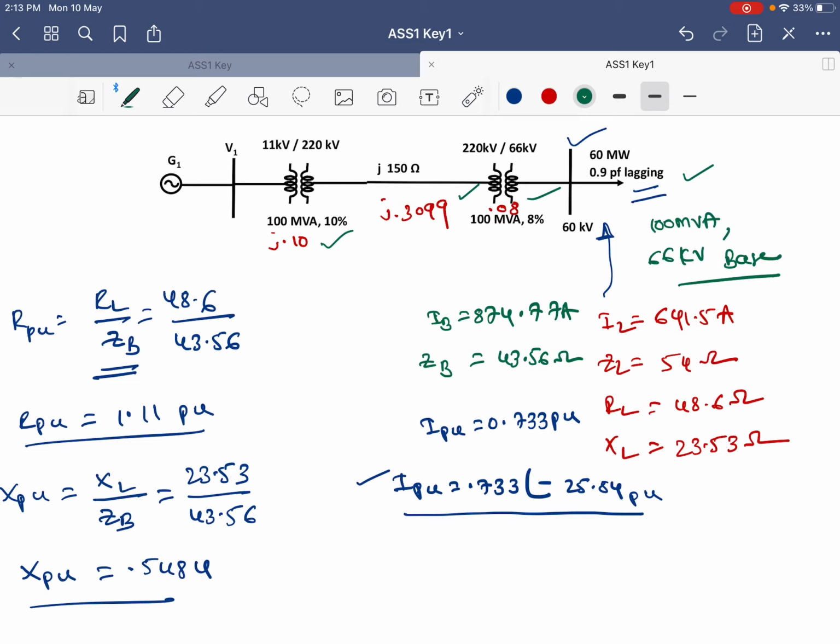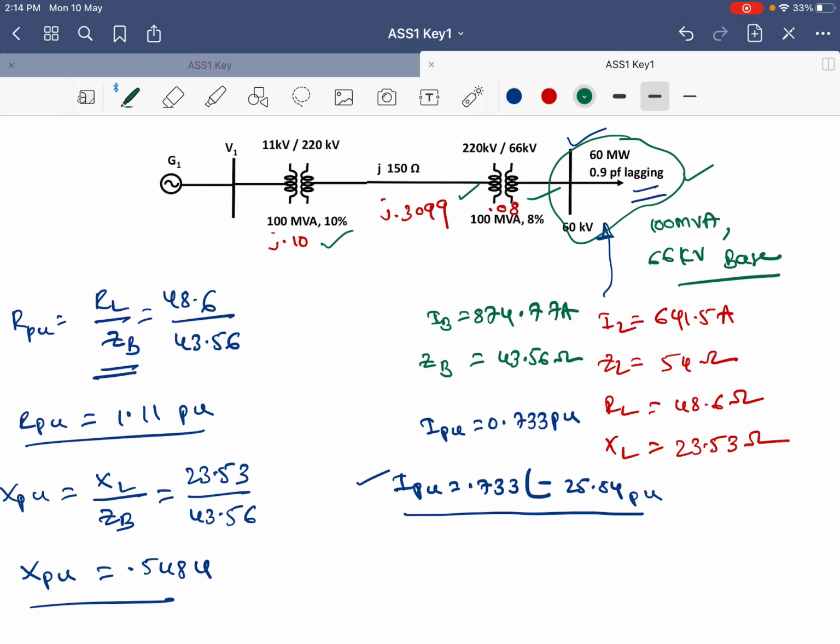Okay, we are calculating the per unit values by using the formula, that is Z per unit new is equal to (kV old by kV new) whole square into (MVA new by MVA old) into Z per unit old. That is the standard formula we are using. Thereby we are finding out all the new per unit values. As far as load is concerned, you have to be very careful. It is 60 megawatt, 0.9 power factor lagging, and 60 kilovolts is given. Thereby you have to make use of all these three values.